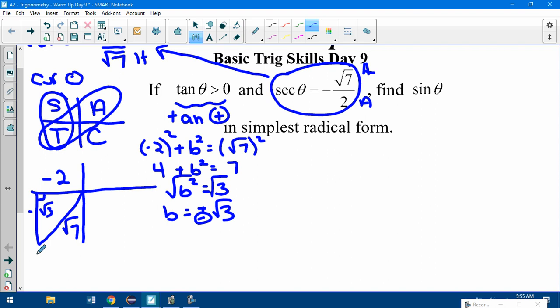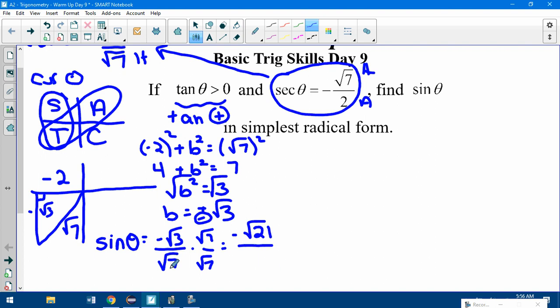Okay, so then final answer, we wanted to find sine of theta in simplest radical form. So maybe this is where the algebra gets a little weird. Sine of theta is going to be negative radical 3 over radical 7. But we're supposed to be doing simplest radical form, so we've got to multiply top and bottom by radical 7. The top, since they're not the same radicals, you just multiply underneath them. 7 times 3 is 21 with the radical, so it's negative radical 21. And that's technically what you're doing on the bottom too. Radical 7 times radical 7, you multiply underneath, it's radical 49. But radical 49 is 7, so that's why it kind of just cancels. And that's your answer.